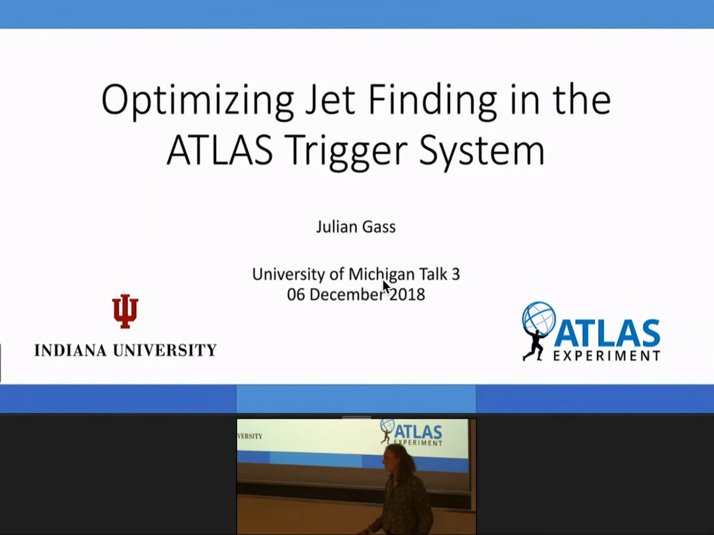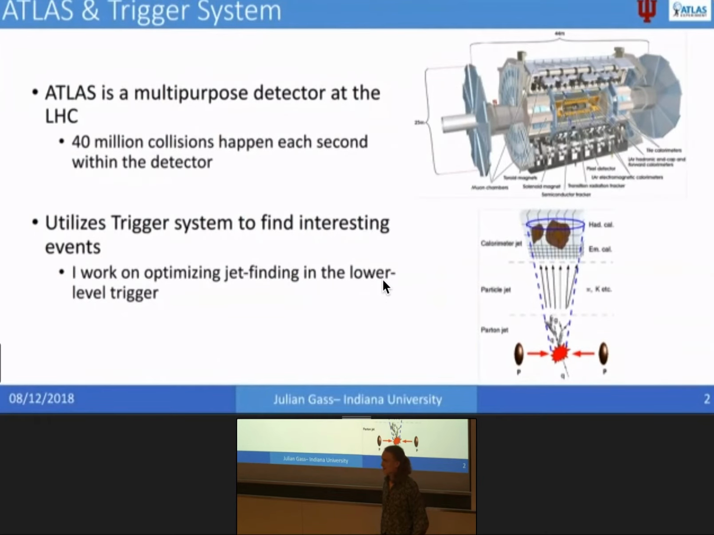All right, so my name is Julian Gass, and this semester I've been working on optimizing jet finding in the ATLAS trigger system. So ATLAS is a multi-purpose detector at CERN, at the LHC. As most of you know, it is used to study standard model predictions and also look for new physics that can't be explained by the standard model or the current standard model.